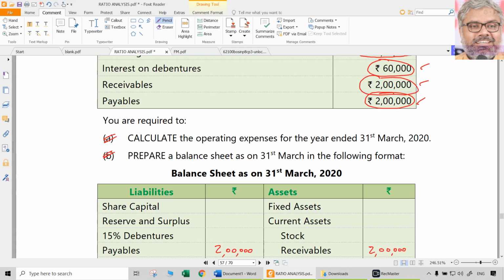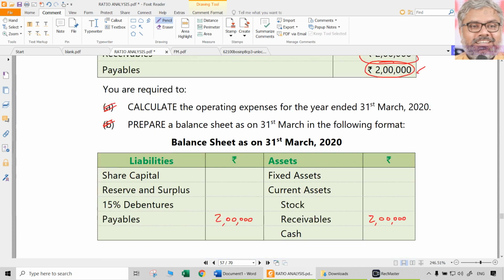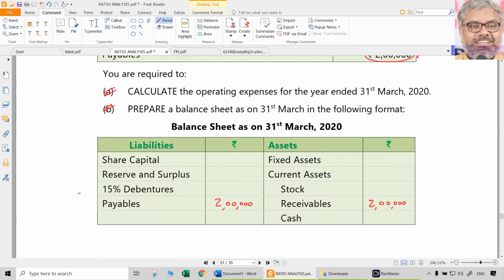Don't fill it in the question paper. Just you have to write the format and then fill it. So 2 lakhs receivables. Interest on debentures 60,000, but these are 15% debentures. Indirectly, can we know how much are debentures? Naturally, yes. 60,000 is representing 15% means how much will be the debentures? 4 lakhs. For that, you can show a working note separately.